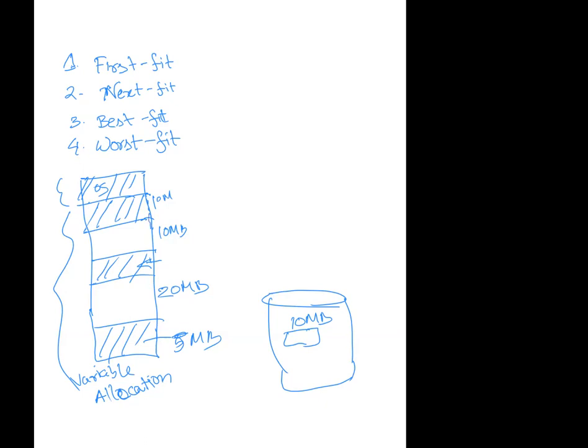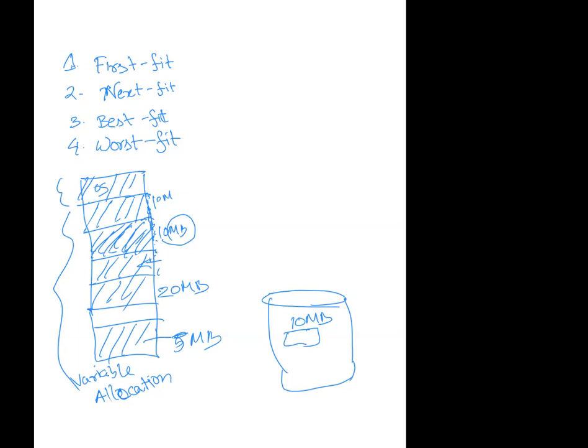It starts from the beginning. In this example, it starts from the beginning, and when 10 MB is found by your operating system, it just takes this place and fits this 10 MB process. Let's say there is already a process here, so it starts searching from the beginning, and here, the first time it finds 20 MB. 20 MB is enough to fit this 10 MB process, so it just takes this space. It never searches beyond it.